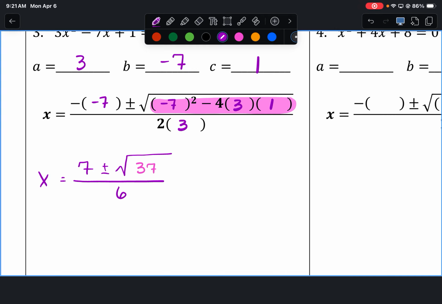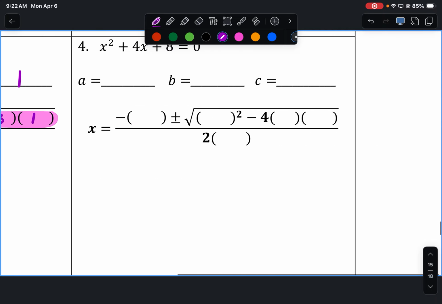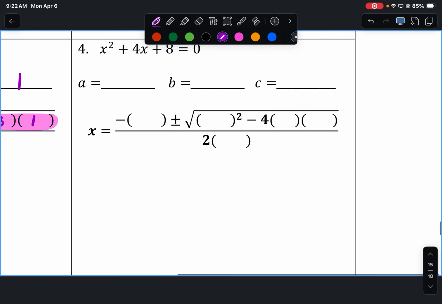So in order to set this up, this is what you need to make sure you have to start with. Okay, that is how we set that up. Now we get negative 7 plus or minus. What goes underneath our square root? 25. Yep. All divided by 4. So we get negative 7 plus or minus the square root of 25 divided by 4. What is the square root of 25? 5. So we have negative 7 plus or minus 5 divided by 4.